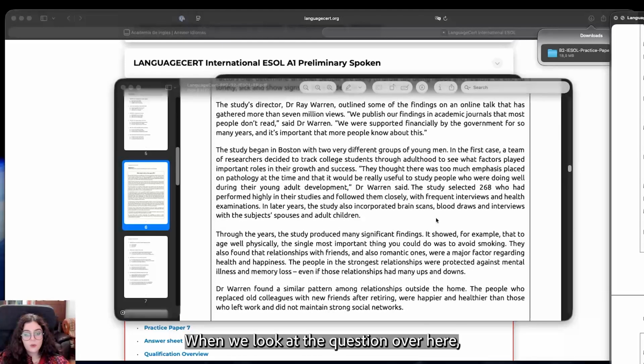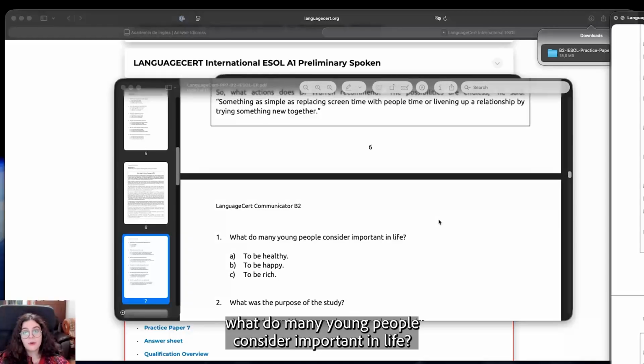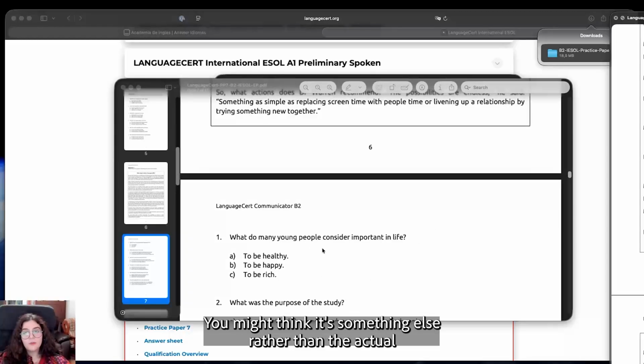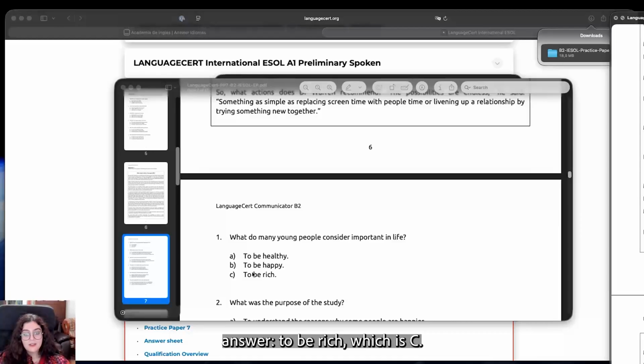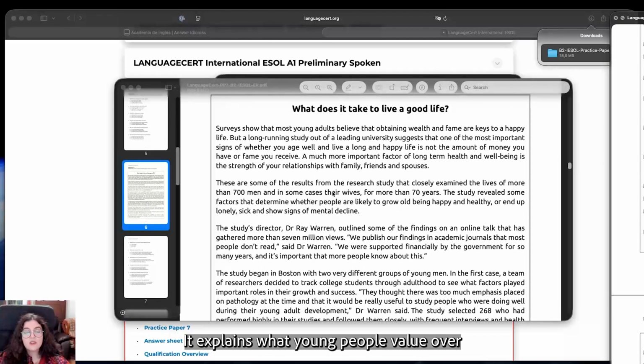When we look at the question over here, what do many young people consider important in life? Remember, young people. You might think it's something else rather than the actual answer. To be rich, which is C. We can see that in the text, it explains what young people value over what the university study explores.